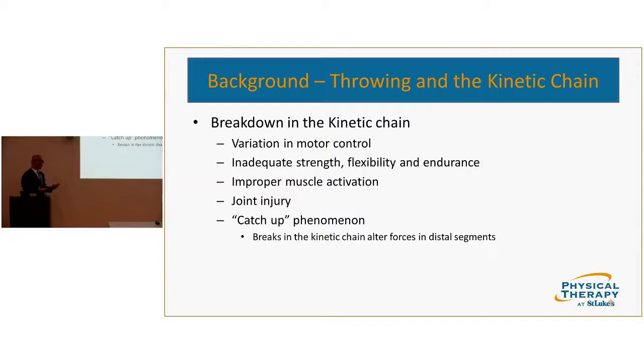So when you have the breakdown in the kinetic chain, then this will start to occur. The big one, it's real simple. You'll get a variation in motor control. As you'll see when we talk about the wind-up, it automatically sets the stable base. Okay, if you don't have a stable base, you're done. Everything else from there is probably going to fall apart.